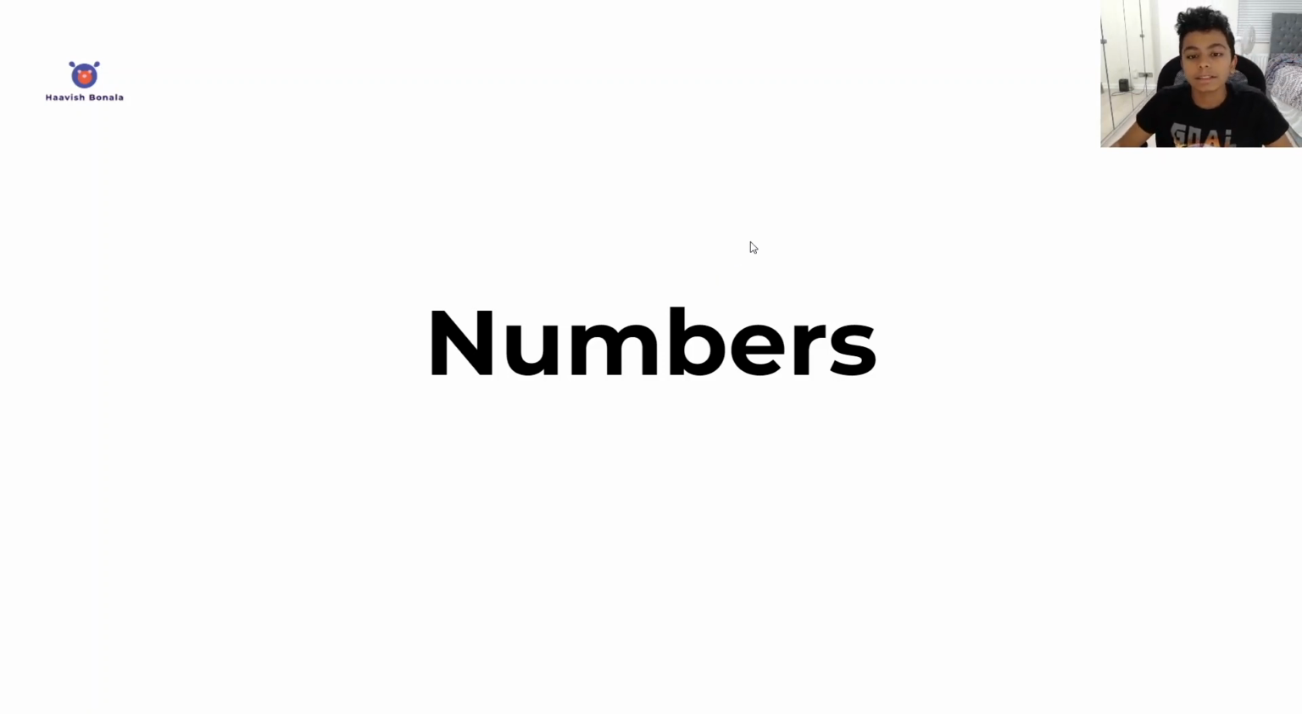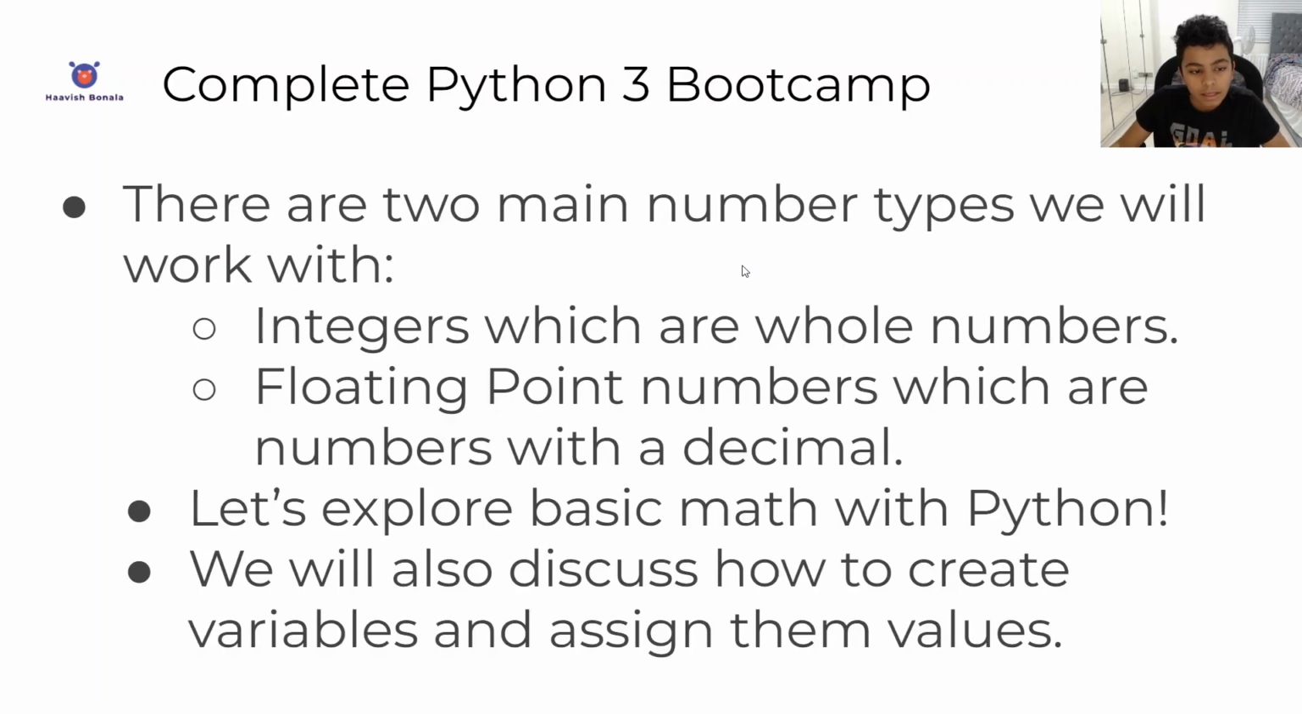So we learn about integers and floating point numbers in this lesson after the overview. There are two main number types. We will work with integers, which are whole numbers, and floating point numbers, which are numbers with a decimal point. So let's explore basic math with Python, and we'll also discuss how to create variables and assign them to values.